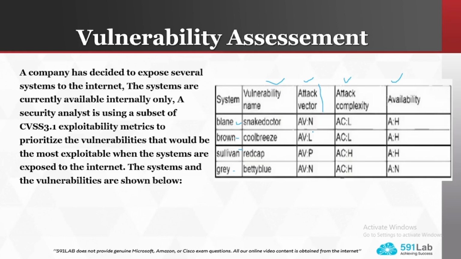So when we face a situation like this with network access vulnerabilities, we need to consider any additional information available. Our attack vector for Plain and Gray is the same, that's network. So we have two common attack vectors that should be given priority. Now let us turn our attention to attack complexity and availability.